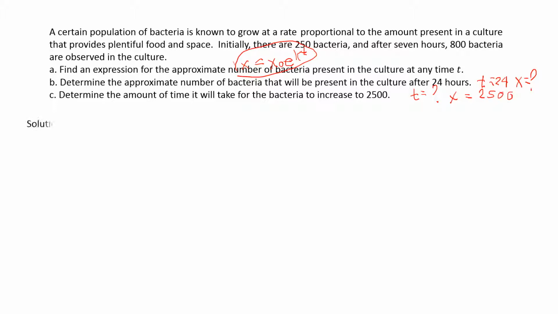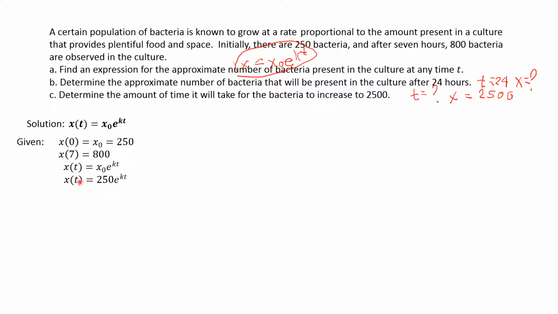So let's solve for k. Our model is, of course, x of t is x sub o e to the kt. This is our condition: x sub o is 250, so we know already 250 here. Now x of 7 is 800.